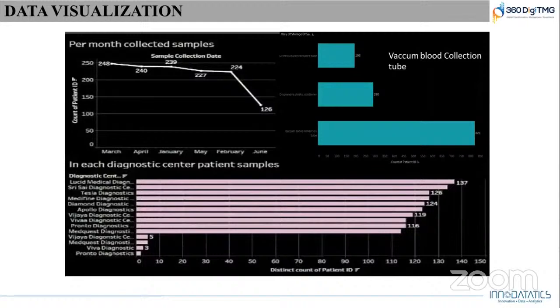Yeah, and we are also making a Tableau dashboard for all to get more insight. And this is a line graph. We are seeing it shows the trend after the month of May, because COVID cases are decreasing, so demand for home sampling is also decreasing. And the second graph shows the way of storage of samples, which shows the vacuum blood collection tube is mostly used because most diseases are detected by blood tests. And the third graph is diagnostic location, in which patients mostly prefer to book Lucid Medical Diagnostic Center.